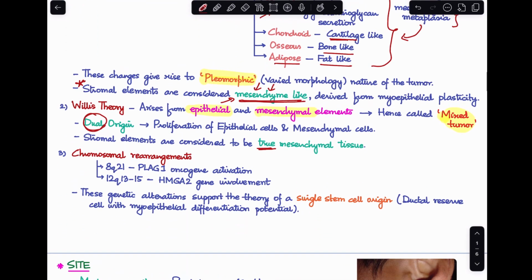Third, we have seen some chromosome rearrangements in pleomorphic adenoma. This is another MCQ question. In chromosome 8q21, we see PLAG1 oncogene activation, and in 12q13 to 15, we see HMGA gene involvement. These genetic alterations support the theory of a single stem cell origin, which is the first theory that we spoke about, Dardick's theory, the ductal reserve cell with myoepithelial differentiation potential.